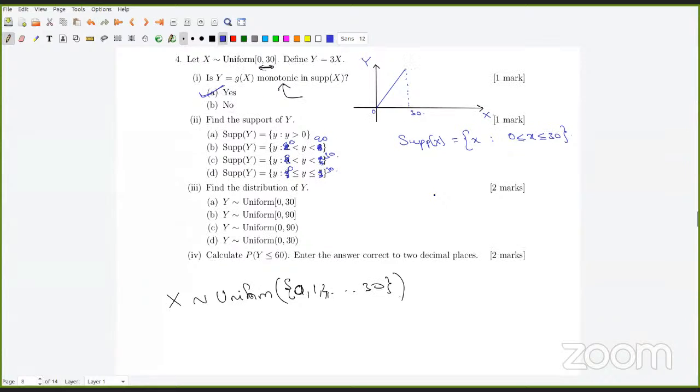But before that, if you know continuous functions, x takes values from 0 to 30, and y is 3 times x. Whatever value x takes between 0 and 30, y can take 3 times of it. So it can take values from 0 to 90. So option B will be correct. Now we have to find the distribution of y. How do we find it?